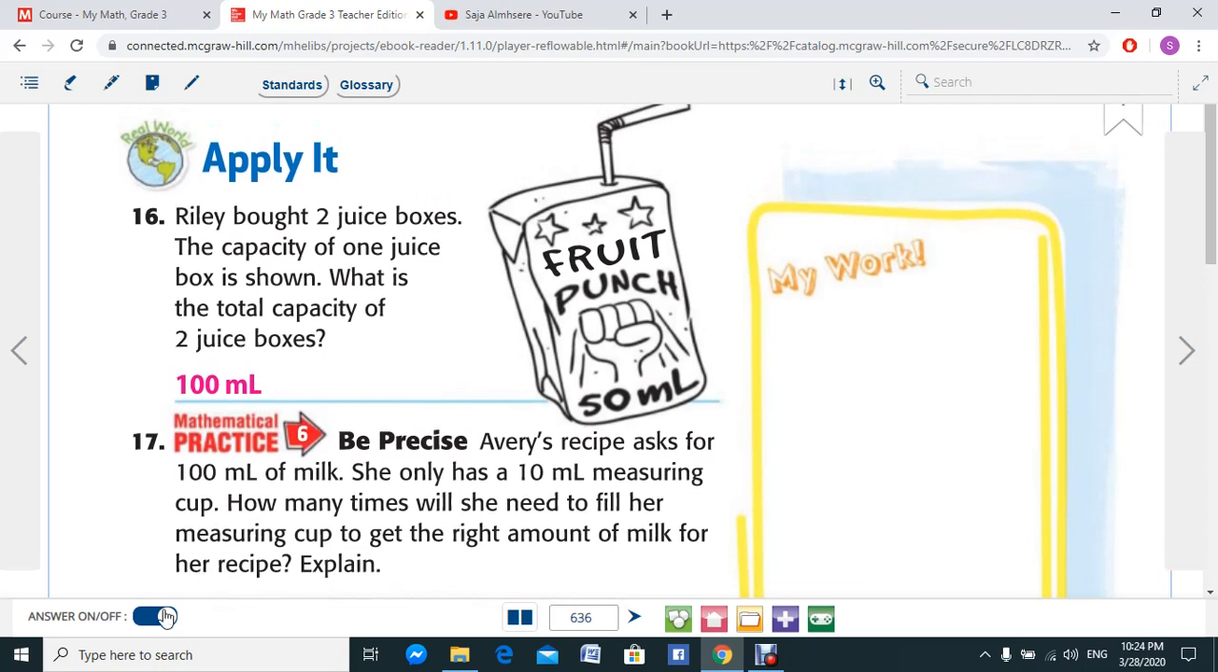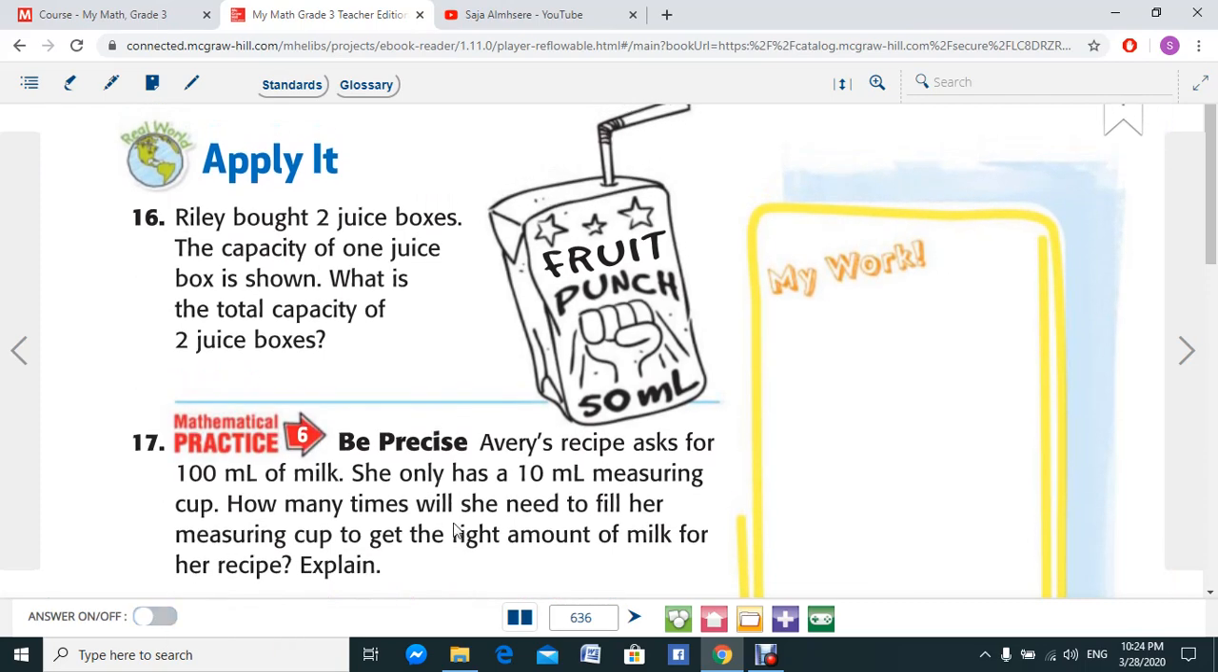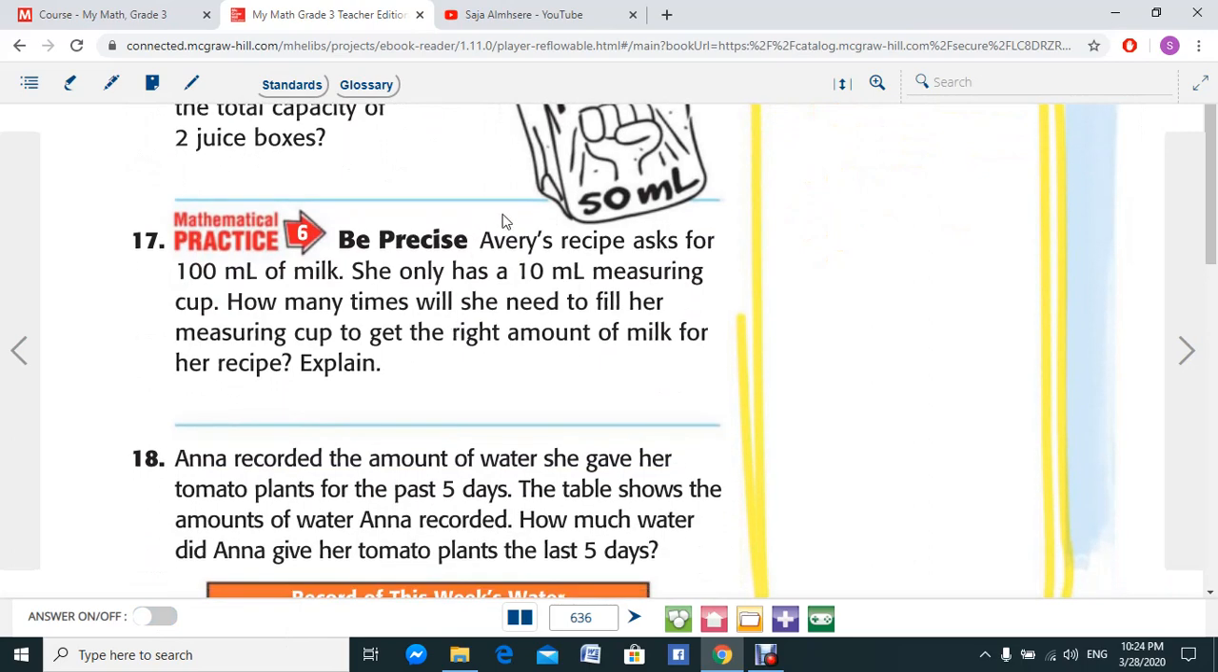Now, before we reach here, let's read the question. Okay, again, Riley's recipe asks for 100 milliliter of milk. She only has a 10 milliliter measuring cup. Okay, so she needs 100 ml, but she has only 10 ml. How can we do this?